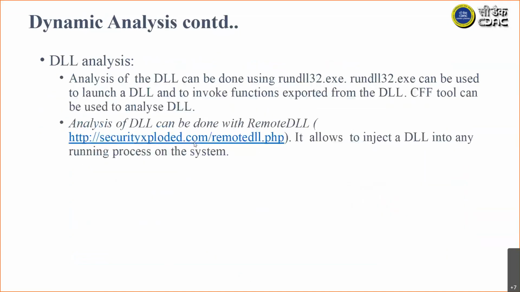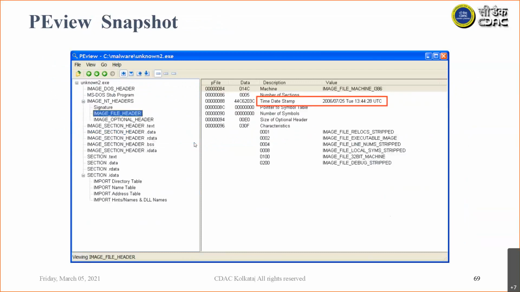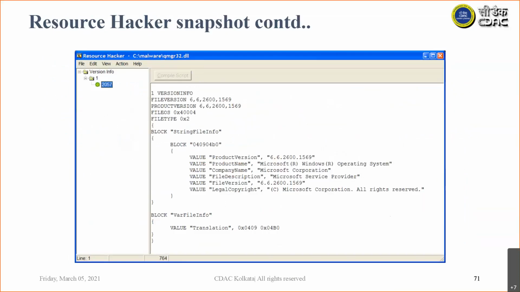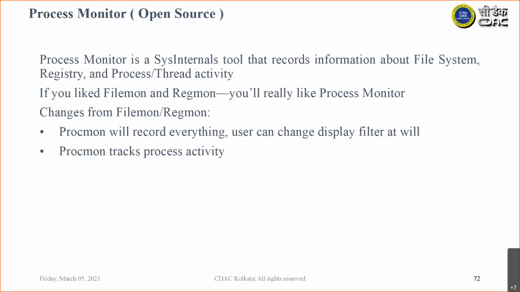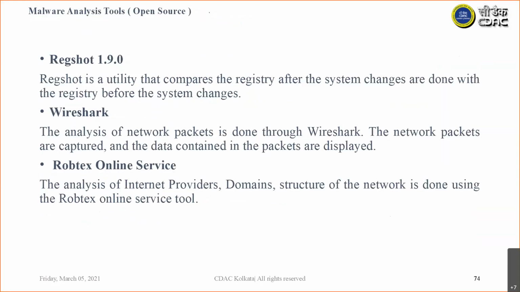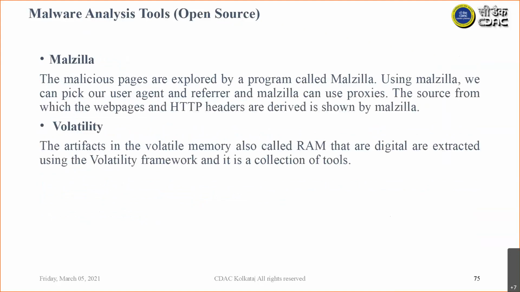So after this dynamic analysis, I am just giving some snapshots. This is the PE View snapshot. These are the PE View snapshots. This is the Resource Hacker tool snapshot. Process Monitor is an open source tool. Other malware analysis open source tools are there: Port Explorer, Malcode Analyst Pack, Paros, Fiddler, Norman Sandbox. These are some open source tools. I have just documented them.